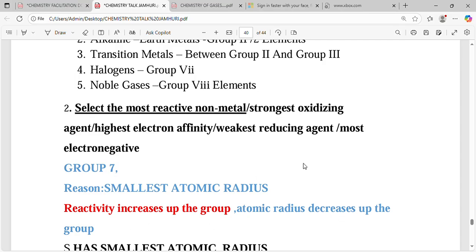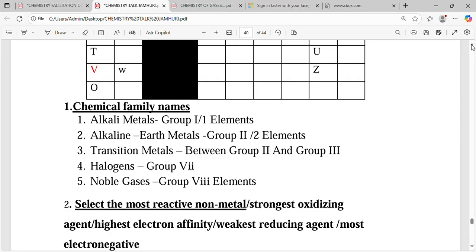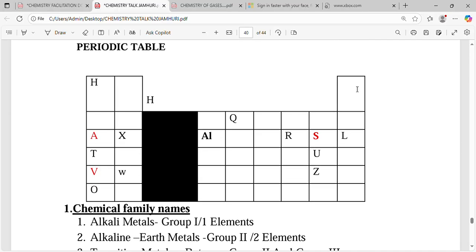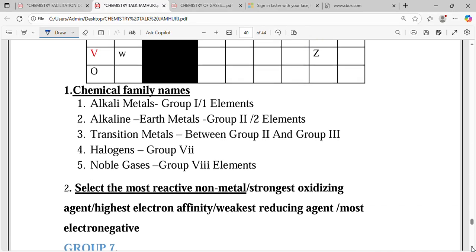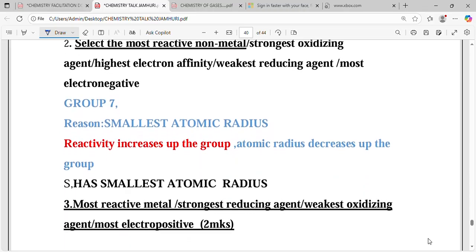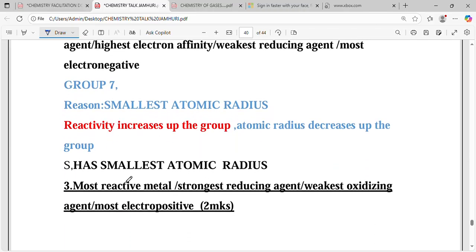So let's be specific now. In this question you are asked, select the most reactive non-metal. So you come to the periodic table. The first element in group 7, that is letter S. That's the most reactive non-metal. The reason is it has the smallest atomic radius.